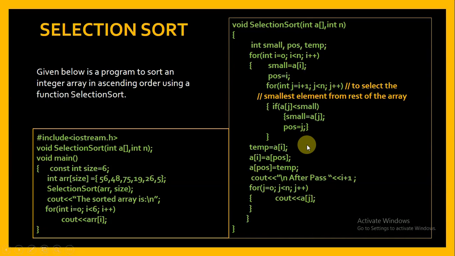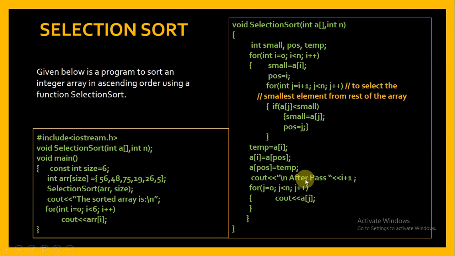Now the next step is to swap the position of this element with the first element of the array. So to swap, we will declare a variable temp and store in it the value of the first element. Now in the first element, we will store the smallest element of the array, which is stored at position pos, and then at the position at which the smallest element was found, the first element of the array is stored.